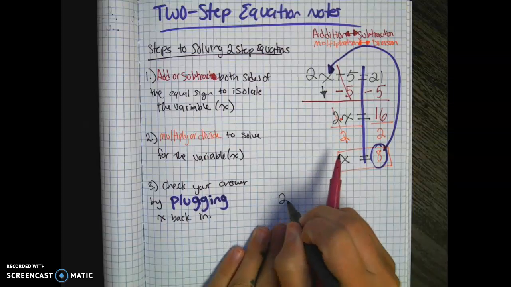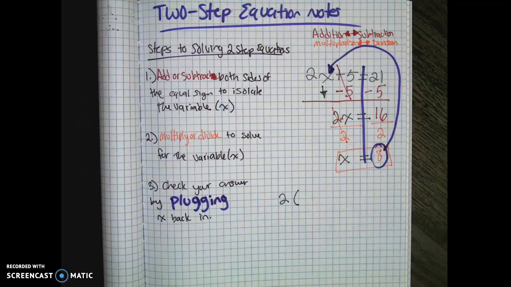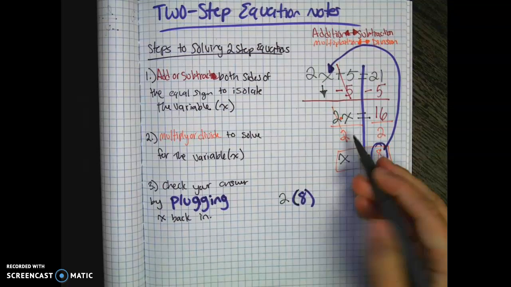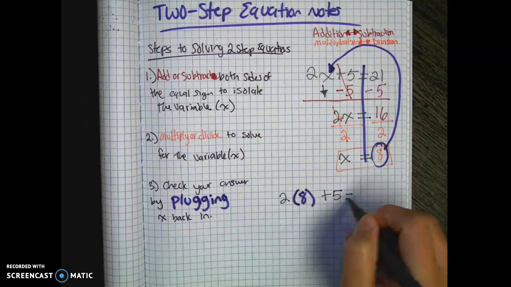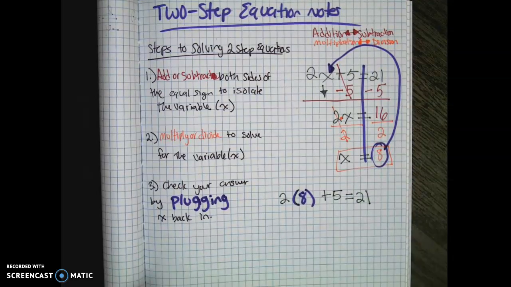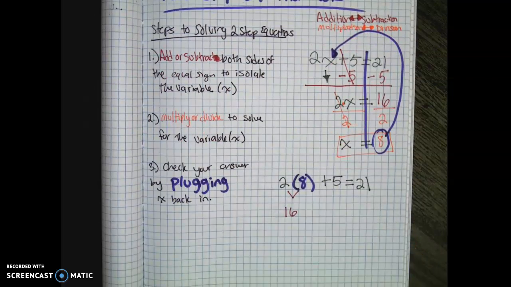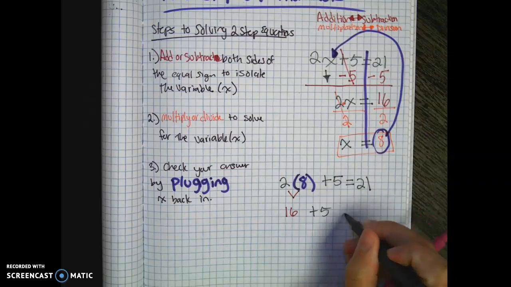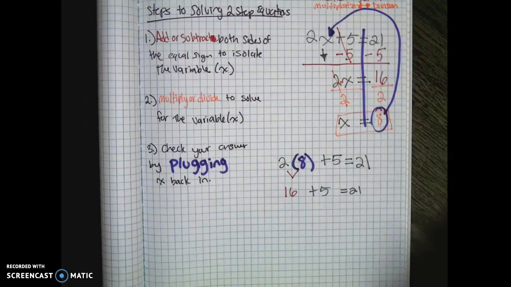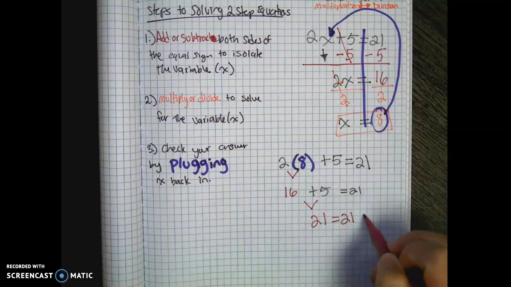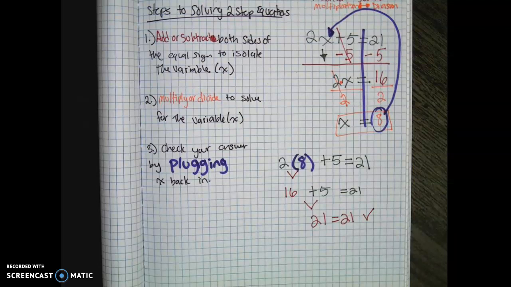It's going to be 2 parentheses, because that's where my x is, 8 plus 5, so I'm going to rewrite the whole equation down here, equals 21. I need to make sure that all of that does in fact equal 21. So 2 times 8 is 16. Bring everything else down. Plus 5 equals 21. I know that 16 plus 5 does in fact give me 21. So I know that my answer is correct.